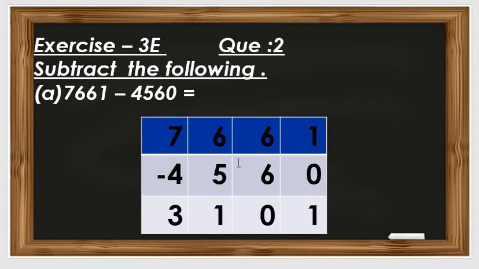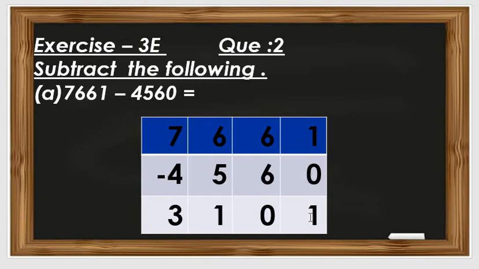7,661 minus 4,560. Got my point, all students? What is the question? 7,661 minus 4,560. So students, now one by one, we will solve all the places.